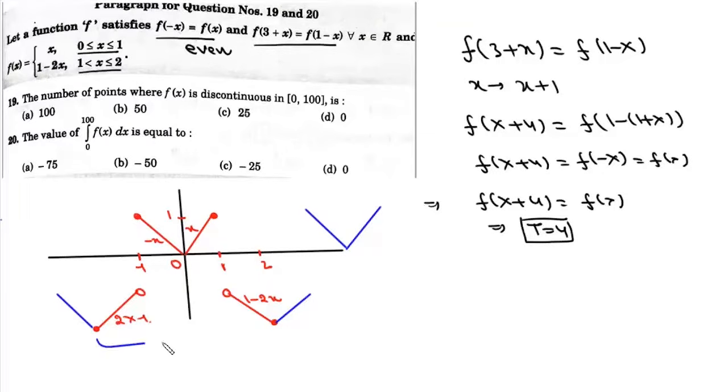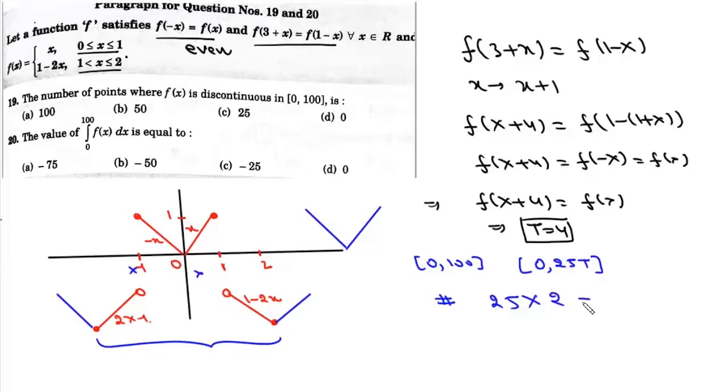Now in any one period, there are 2 points of discontinuity. In between 0 and 100, there are 25 such periods. So the number of points where it will be discontinuous is 25 into 2, and that is 50. So there will be 50 points at which this function is discontinuous.